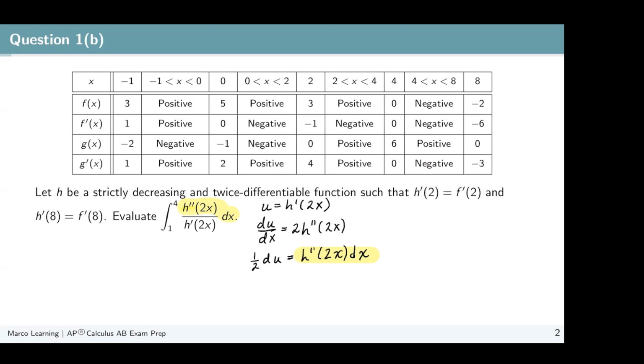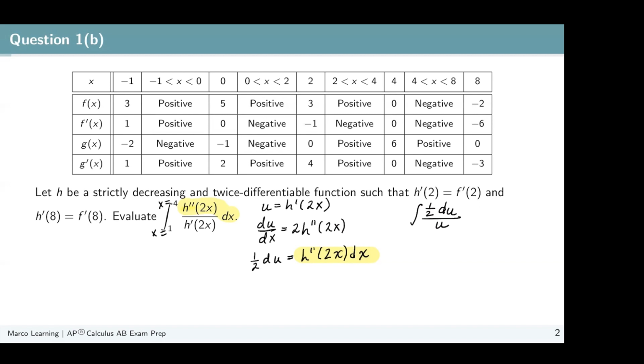So let's go ahead and make our substitutions. So I've got the integral. I'm replacing h double prime 2x dx with 1/2 du over, and then I'm replacing h prime of 2x with u. And this is a definite integral, but I'm not going to use 1 and 4 for my lower and upper limits of integration here because those are x values. In our dx problem, those represent x values. And in this new integral, we want everything to be in terms of u.